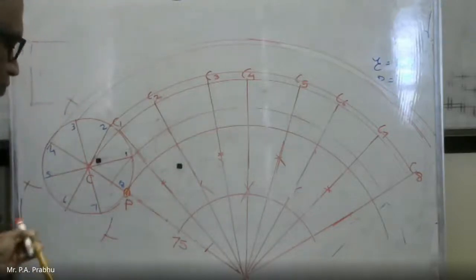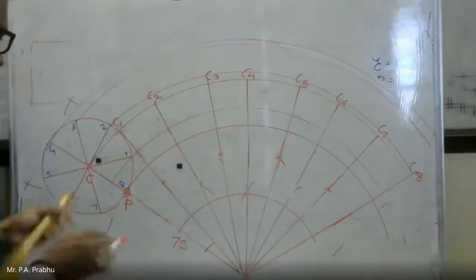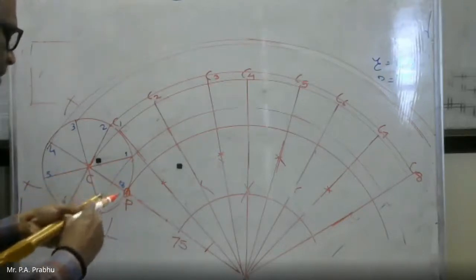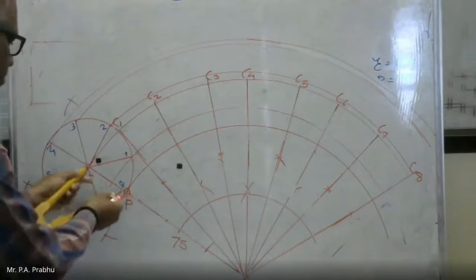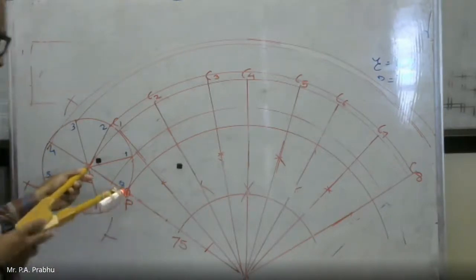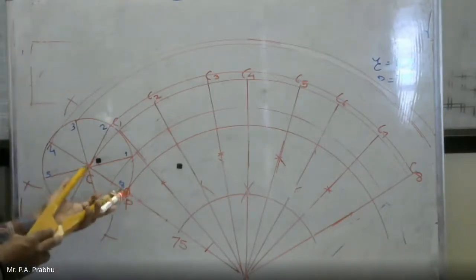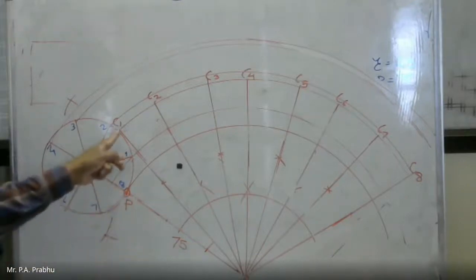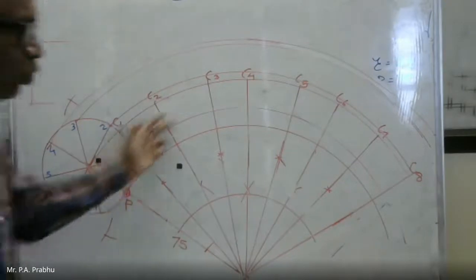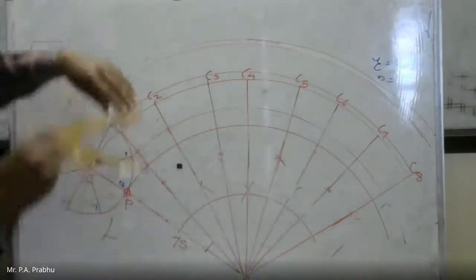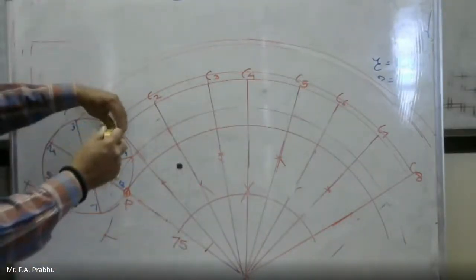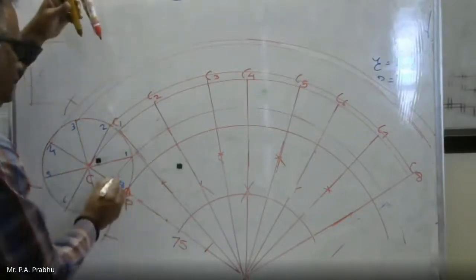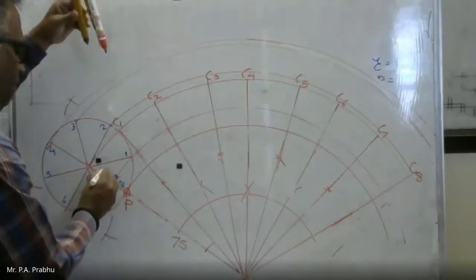Now take a distance given as the radius of the smaller circle. Point P is at a distance of 25 mm from center C. Now I have marked the circle. Our circle starts to roll over this circle. Now take C1 as a center. Cut the line passing through point 1. So mark this point as P1.